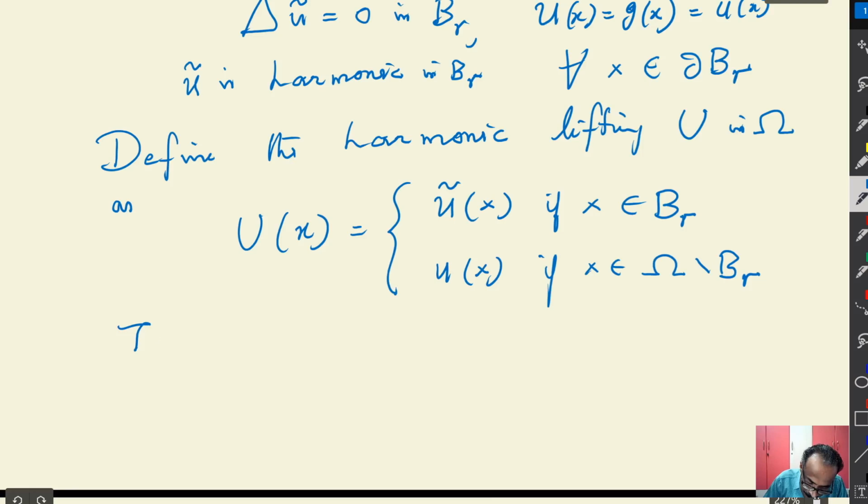Then this is a small thing, but you can prove it: of course, you keep your sub-harmonicity. Only at the boundary do you have to verify that it is indeed sub-harmonic. That's trivial because your U tilde is harmonic. So U is sub-harmonic.